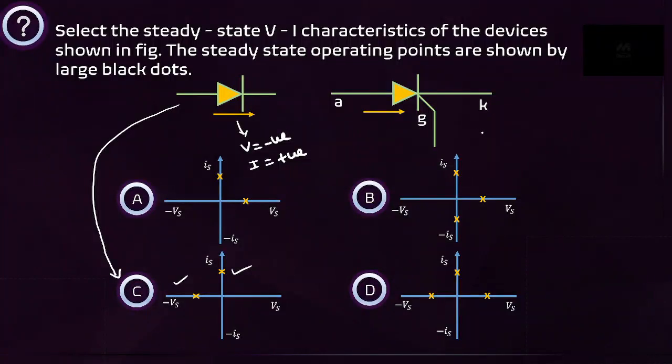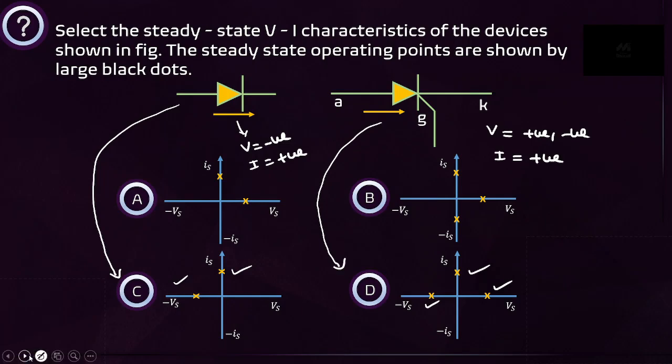Next, what about the SCR? SCR blocks both positive voltage and negative voltage and allows the positive current, that is, forward current. Positive voltage is blocked, negative voltage is blocked, forward current is allowed. This is the matching one, students. Like this you have to answer.